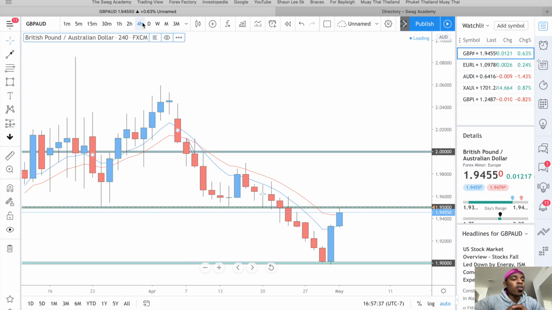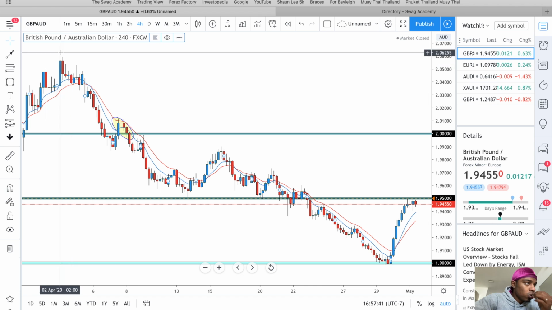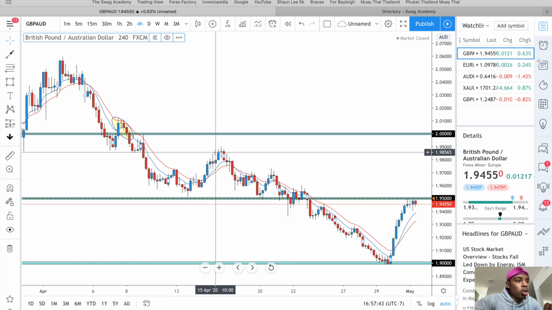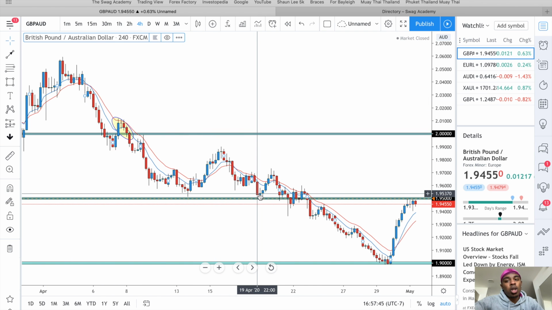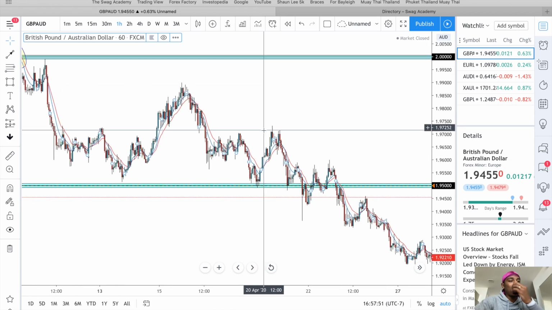I go down to a 4-hour for confirmation. I see the exact same thing: lower high, lower low, lower high, lower low, lower high, lower low. Still making lower highs and lower lows. I know structure. Still looking for sells. The 4-hour and the 1 hour are kind of the same to me. I look for those for confirmation.